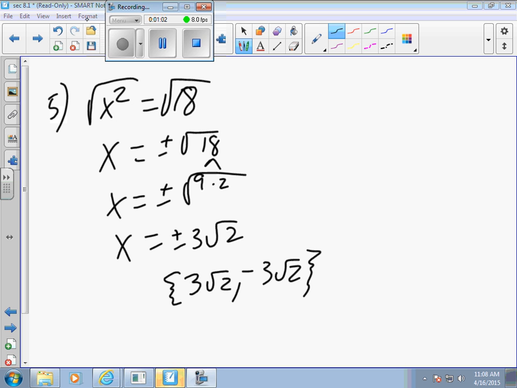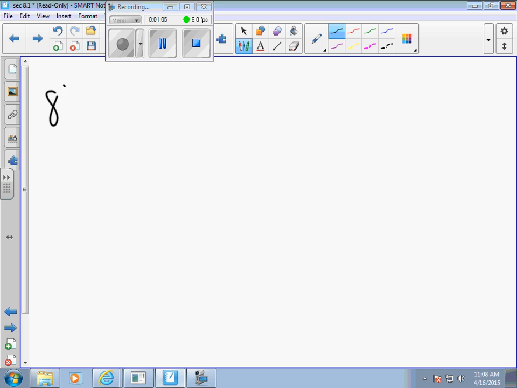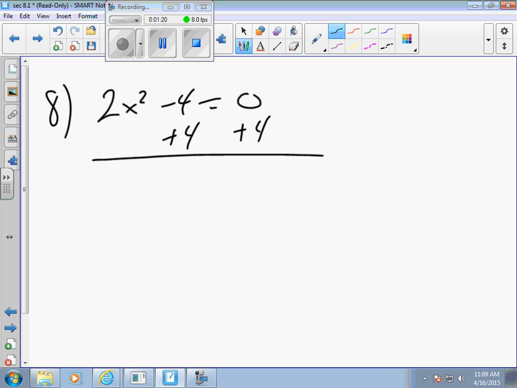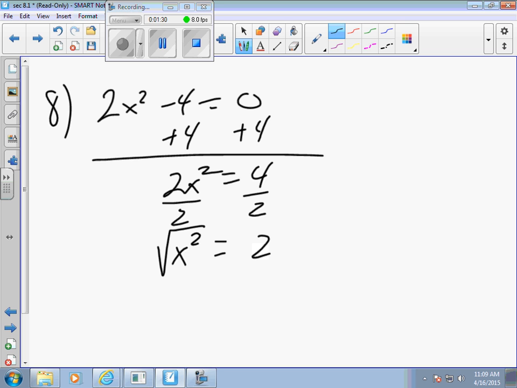Let's now jump to question number 8. Question number 8 says 2x squared minus 4 equals 0. Again, we have to get the x squared by itself before we square root. So I'm going to solve by adding 4 to both sides. Then I'm going to divide by 2 on both sides, giving me x squared equals 2. Now I square root. We don't square root until the x squared is by itself. And I get plus or minus square root of 2.